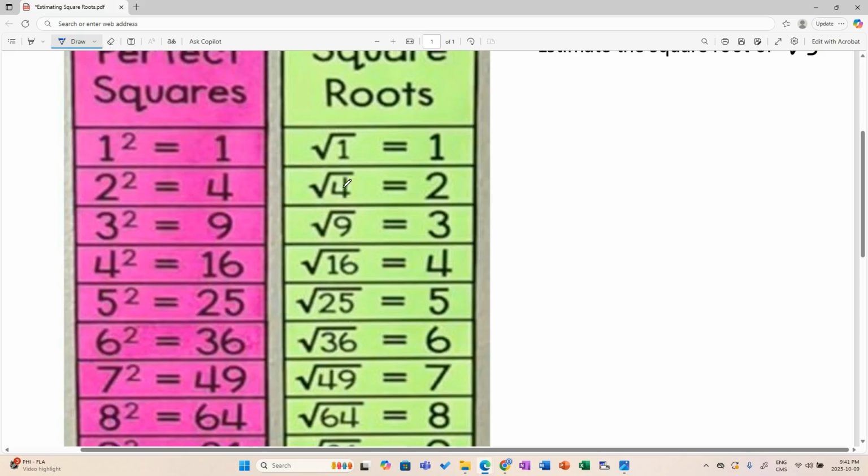For the square root of 4, you have to think about it like this. What are two numbers that can multiply by itself to get 4? In this case, that would be 2 times 2. Hence, the answer to the square root of 4 is 2. So 4 and 9 are perfect squares.